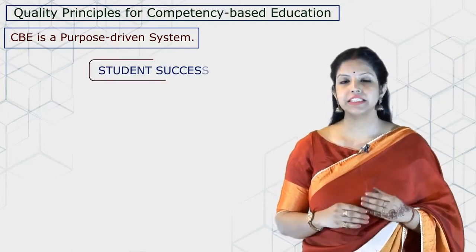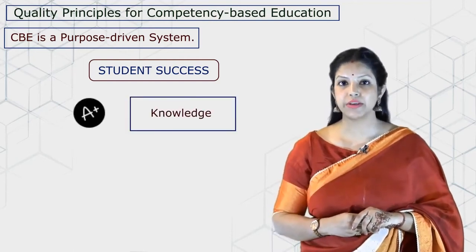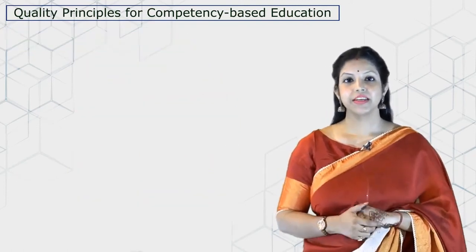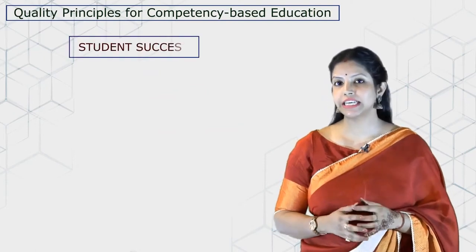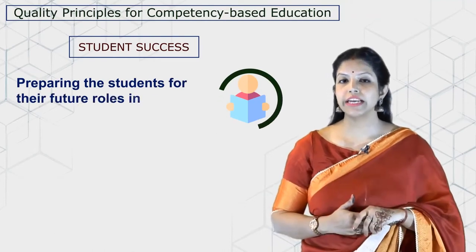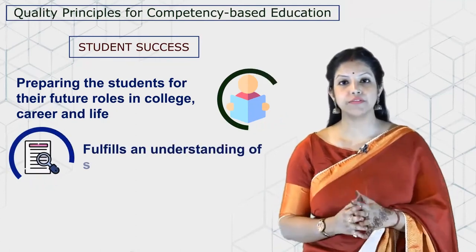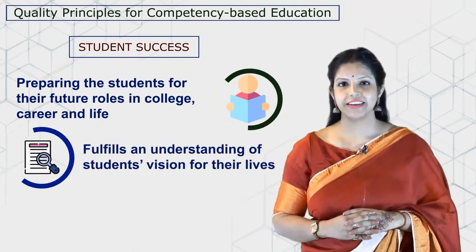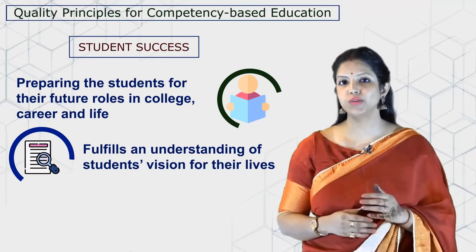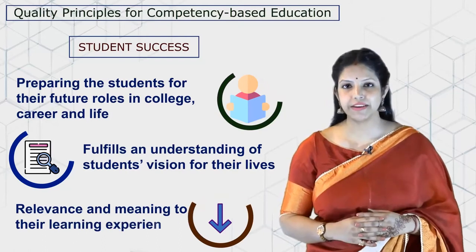A competency-based system defines student success in an elaborate manner to include development of knowledge, competencies, and lifelong learning skills. The expanded definition of student success serves the purpose of preparing the students for their future roles in college, career, and life. It fulfills an understanding of students' vision for their lives, and it draws connections between students' educational experience and future roles. This brings relevance and meaning to their learning experience.